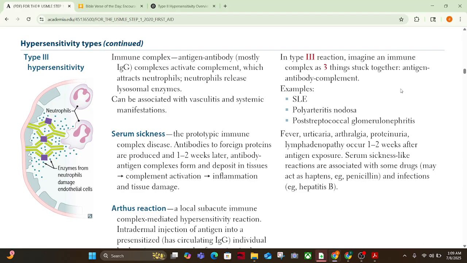Type 3 hypersensitivity: you have immune complex antigen antibody, mostly IgG complexes that activate complement, which attracts neutrophils. Neutrophils release lysosomal enzymes, and this can be associated with vasculitis and systemic manifestations. Serum sickness is the prototypic immune complex disease. Antibodies to foreign proteins are produced, and 1 to 2 weeks later, antibody antigen complexes form and deposit in tissues. This leads to complement activation, inflammation and tissue damage.